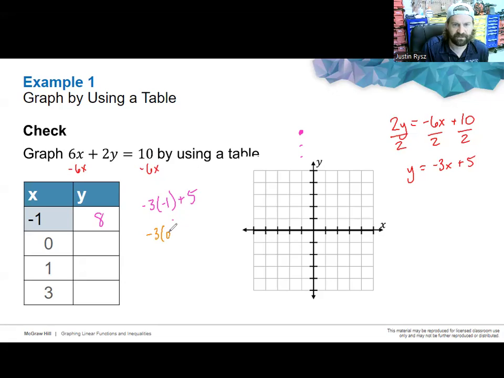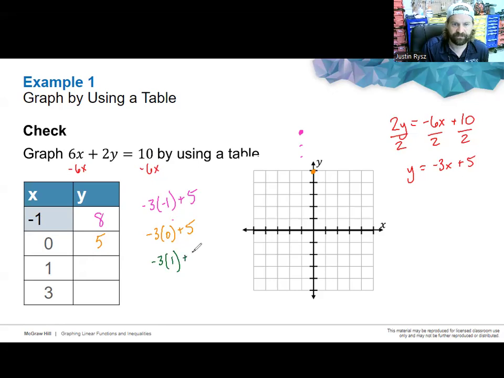All right, let's plug in 0. So -3 times 0 plus 5. That'd be 0 plus 5 is 5. So at 0, we're up at 5. Okay, keep the pattern going. Hopefully you start to see a pattern here, because that's the point of linear functions.